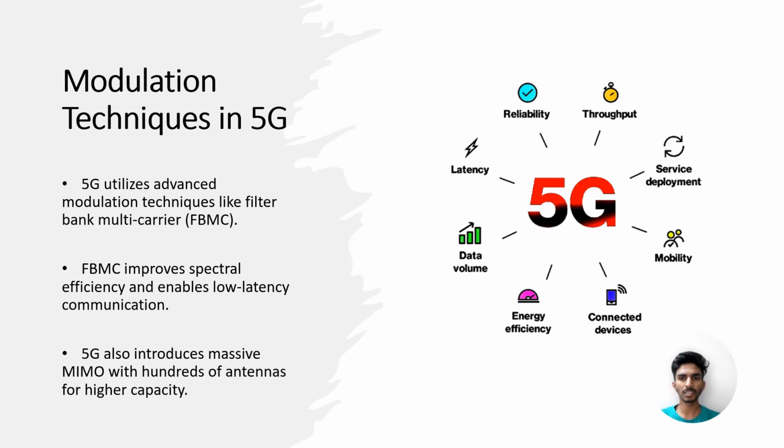As you can see in this picture, 5G latency will be very low, it can respond very quickly, and reliability. How reliable it is means the speed, download rates, upload rates, all those things. Throughput means response, service deployment, and mobility, connected devices, energy efficiency, and data volume. Data volume means higher data can be sent and received, and the speed is also very good. We can download higher volume data.